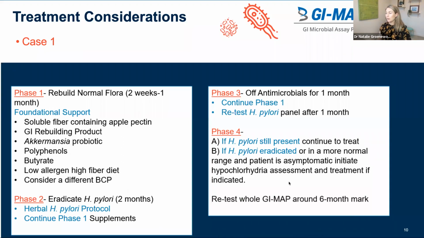Okay, and then I generally will retest the whole GI map around that 6-month mark, after the H. pylori is gone, after you've done a ton of buildup, and then we can do an overall assessment again and just see where you're at.